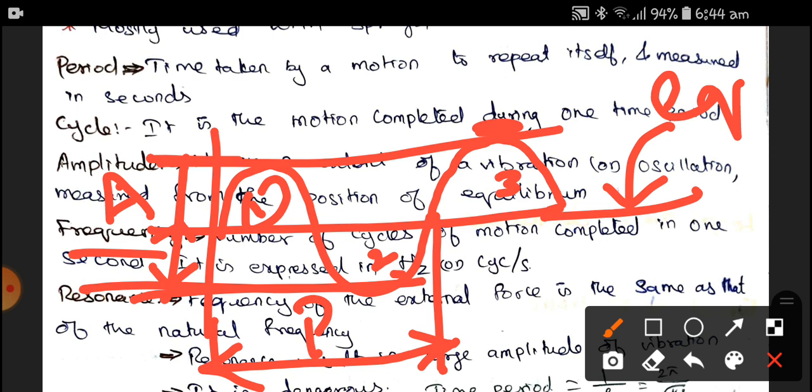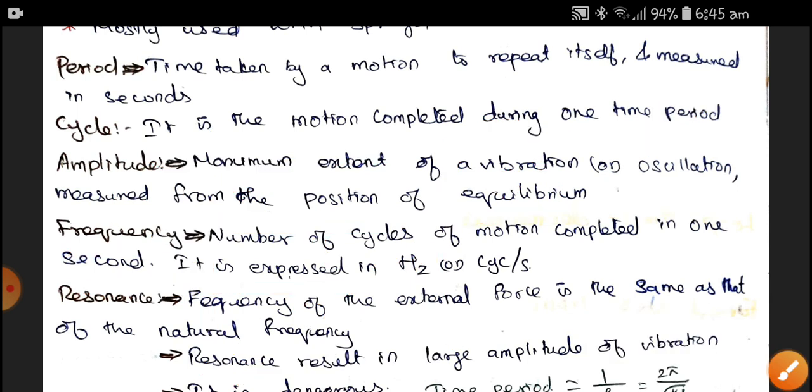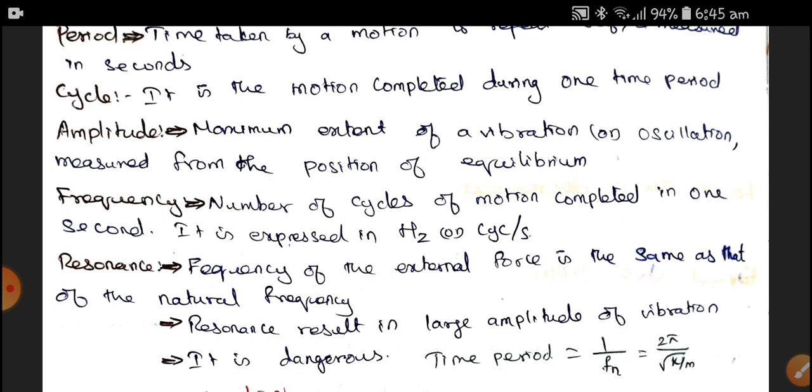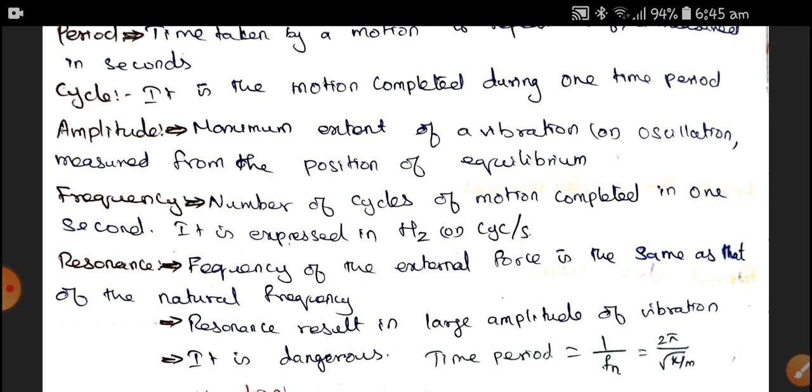The frequency is the number of cycles of motion completed in 1 second. One cycle consists of one positive and one negative half, and the number of such cycles completed in 1 second is called the frequency. For information, the time period is the inverse of frequency. The frequency is measured in hertz or cycles per second, whereas the time period is measured in seconds per cycle. And the last and important definition is resonance.